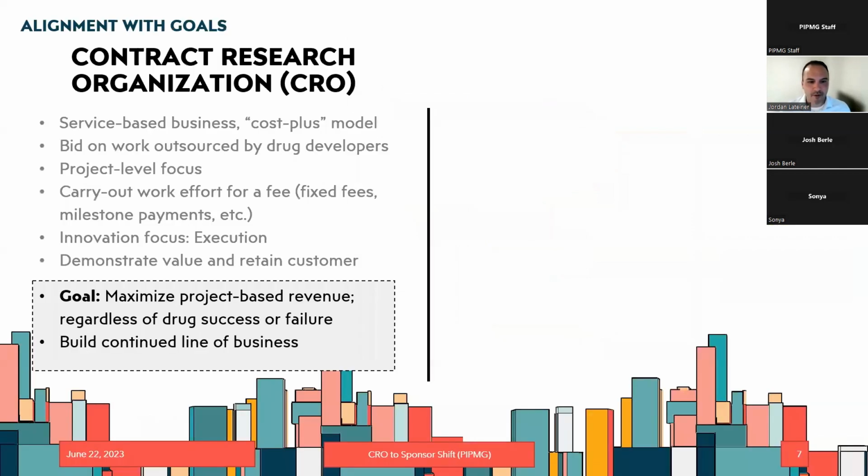All right. So let's take a quick look here and talk a little bit about how a CRO differs from a sponsor. A lot of us have worked at CROs or understand how it works. At a high level, a contract research organization is a service-based organization that's relying on what we'll call a cost-plus model, where you take the cost of work to be completed, and you add on some multiple that's going to allow you to have a profit and hope to reinvest in the organization for future growth. The work is generally bid on.